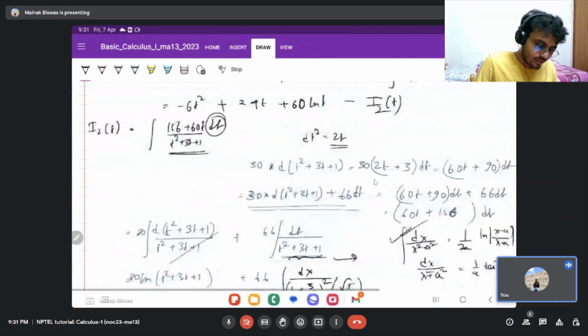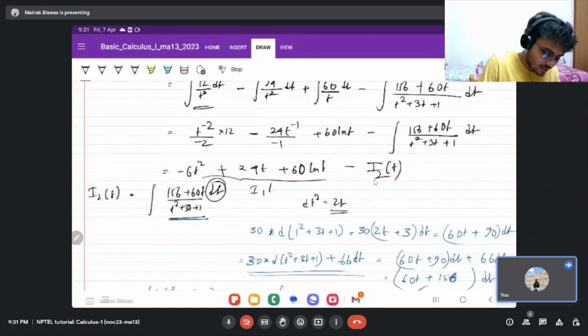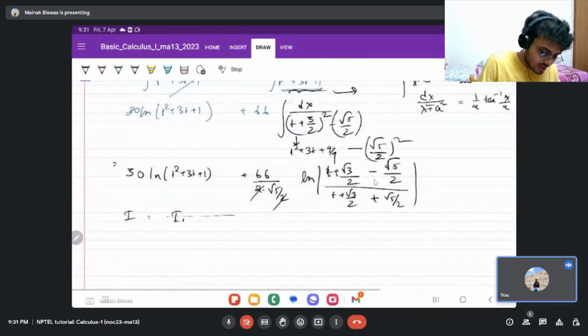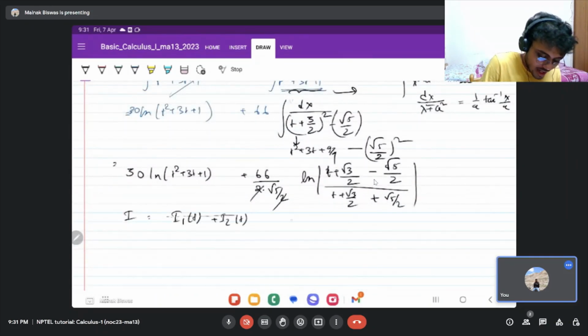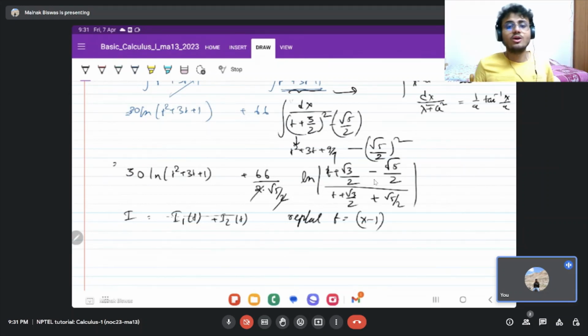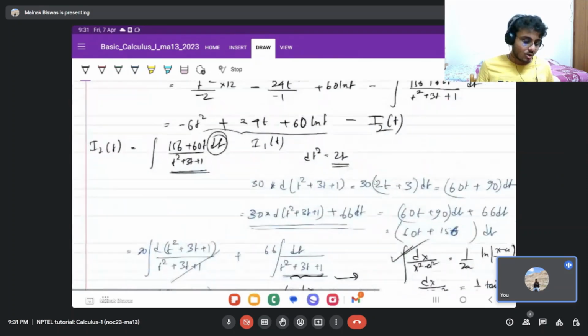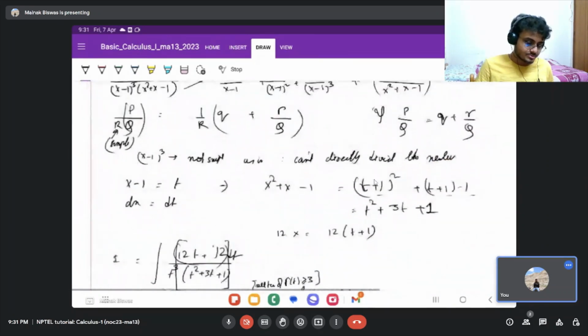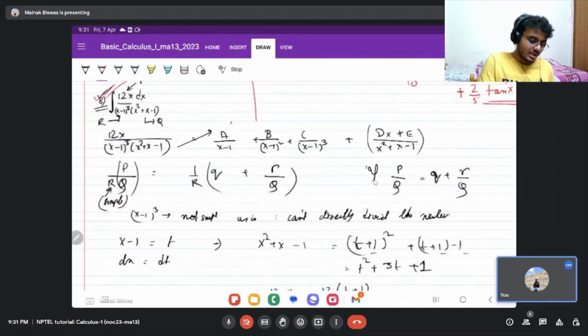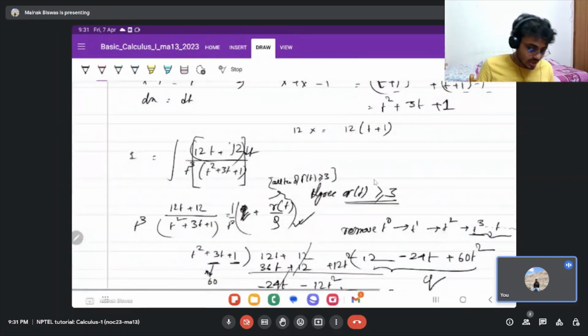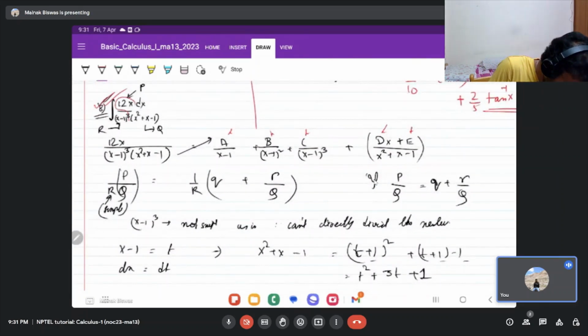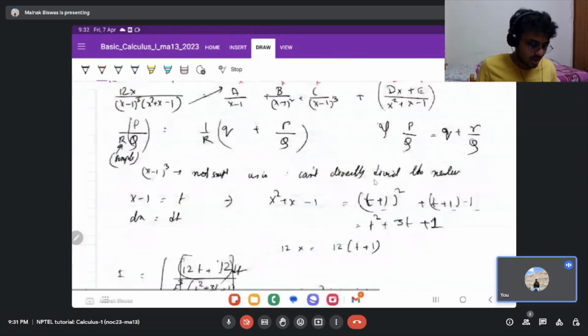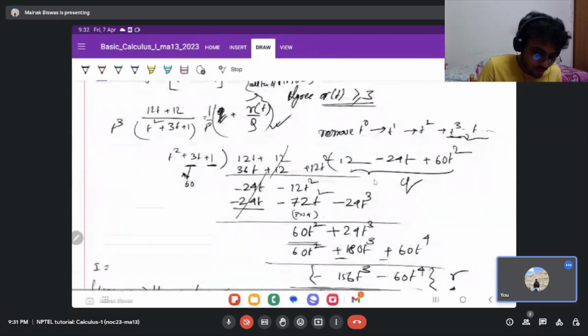So the first terms, we will write this as I1(t) plus I2(t), and replace t is equal to x minus 1, and you'll get the final answer. This is the way you need to solve. So what we did is, to account for the large number of variables that we need to solve normally, we divided this 12x by this term after substituting x minus 1 as t, and we got powers.